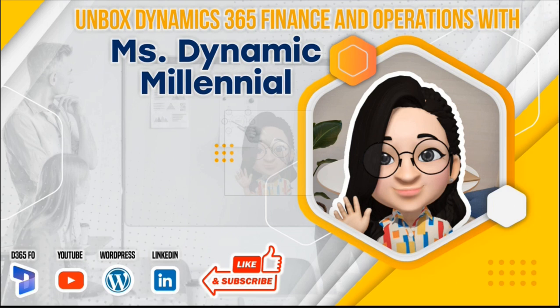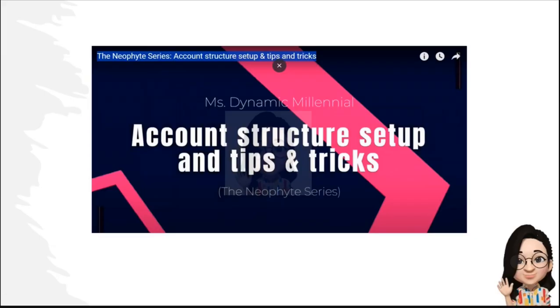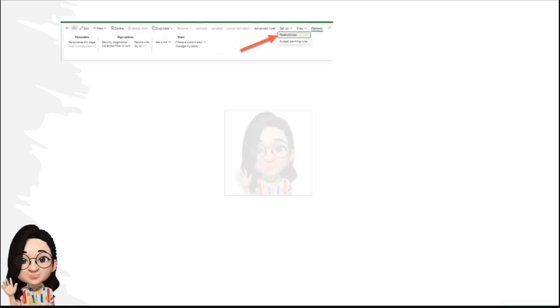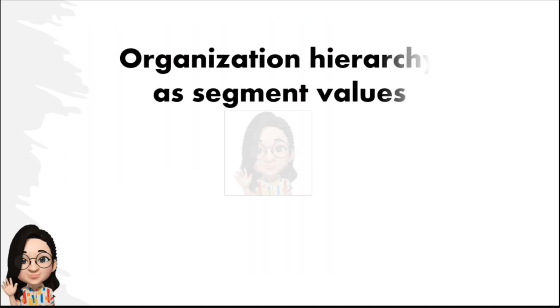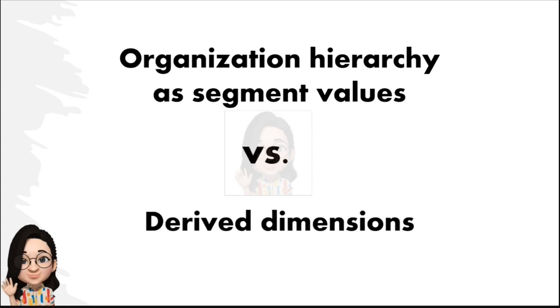From our previous Neophyte series blog regarding account structure, where we present different means of designing our account structure, one of which is through selecting the relationship or setup of the organization hierarchy and making it as the segments and values allowed in the account structure. And from that, one of our amazing subscribers posted a question and wanted to know the difference between having the organization hierarchy in the account structure and derived dimensions setup.